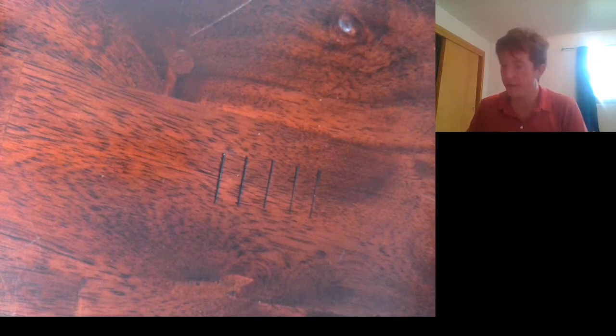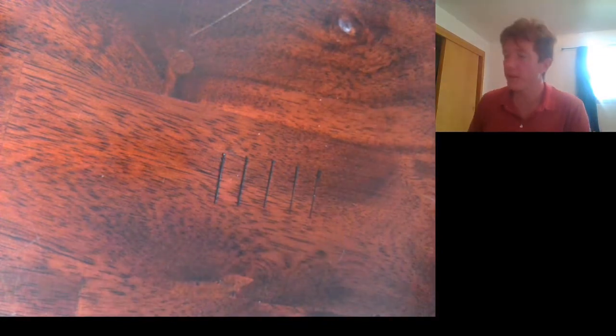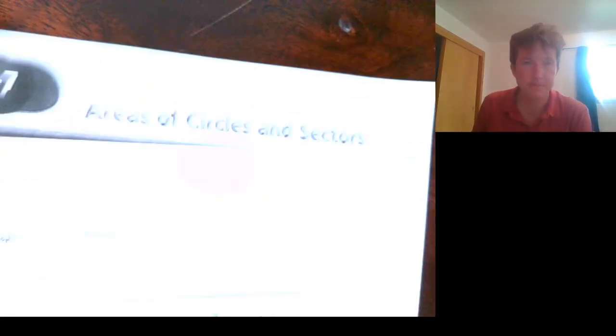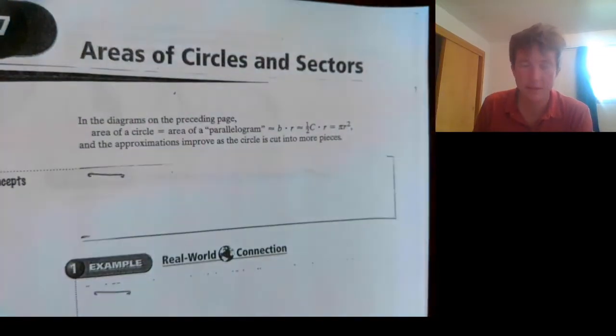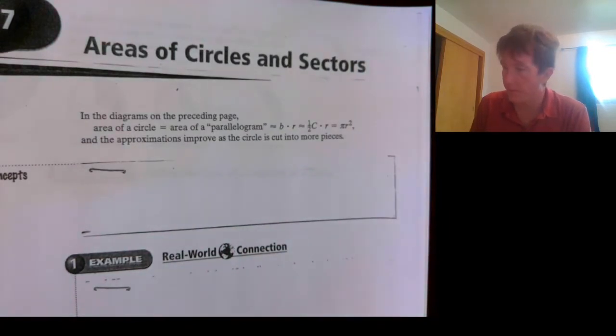Alright, how's it going? So this is the video for 7-7, areas of circles and sectors. There it is. I've done some fancy work with the copy machine. I've taken out quite a bit.